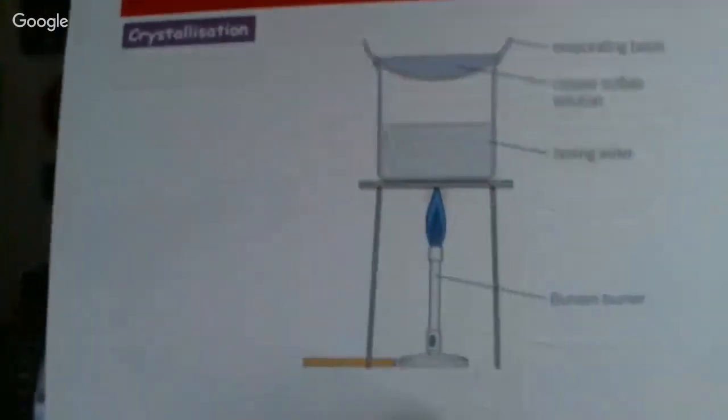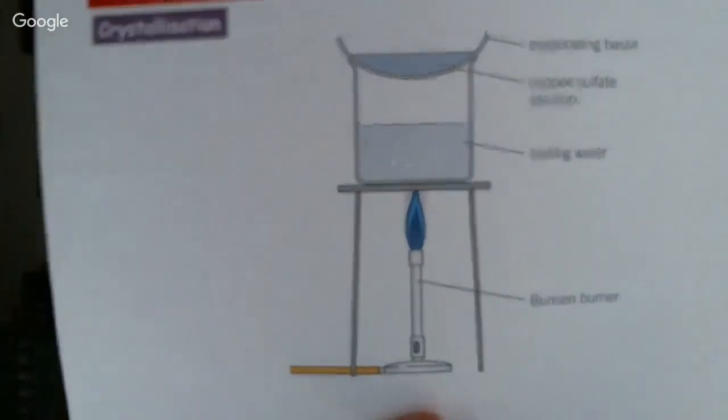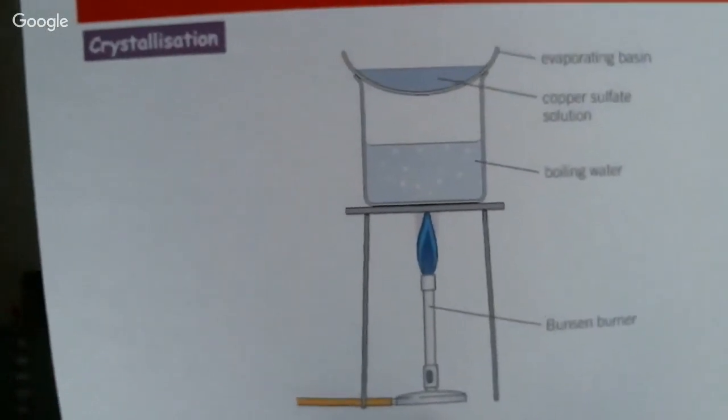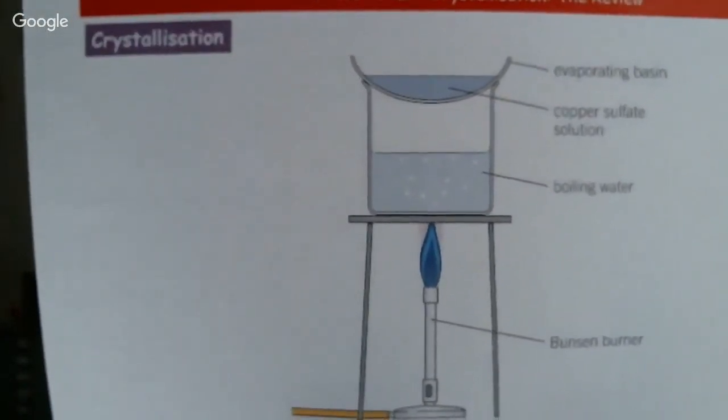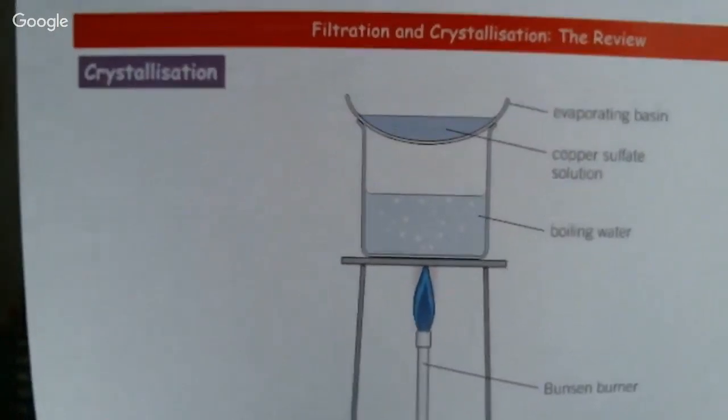The next one that we've got is crystallization. Now, crystallization is how we're actually going to separate a dissolved substance from a solution. Now, again, you should have done this, and I would guess you probably did an experiment using copper sulfate at this point, so a blue liquid that you made little blue crystals up here.